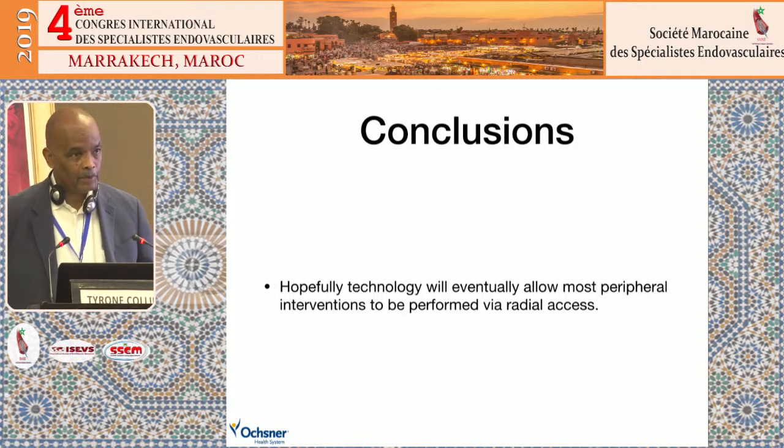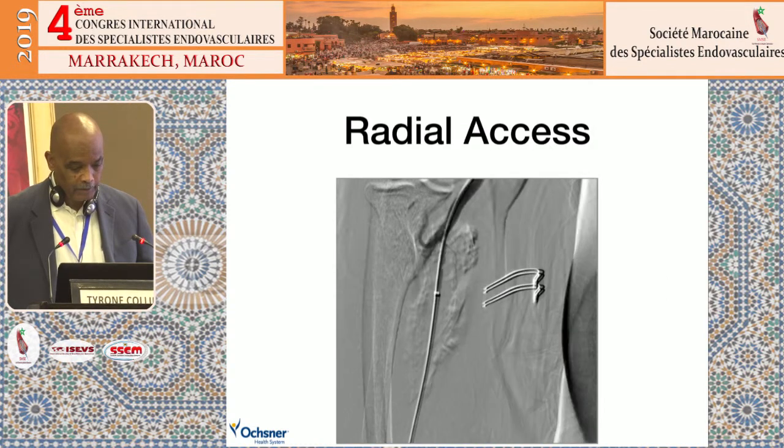But what has happened is that they've designed sheaths that have thin walls, so even with 6 French you can get devices that typically we would have had to use 7 or 8 French guiding catheters to use through that 6 French sheath. So the technology is evolving, but it's not ready for everywhere yet, and we need to push industry to make sure that they continue to develop these products.